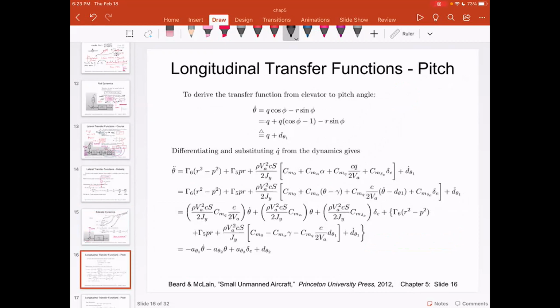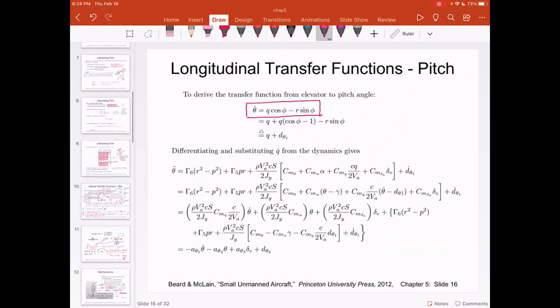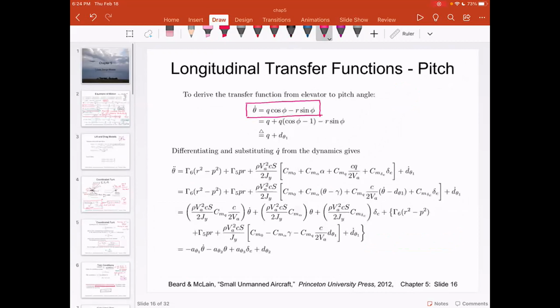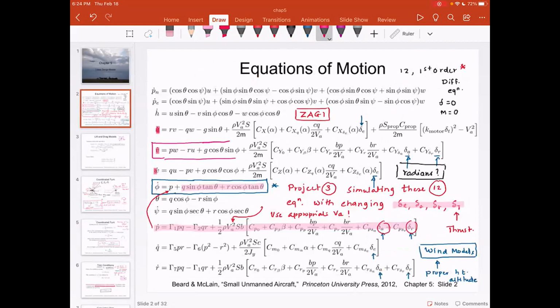Now we are going to perform the same mathematical operation. Once again, these equations may look big and long, but they are really not. So again, here is how we start. We start from the Genesis block. But since we are looking at the longitudinal transfer function, I start with the equation of theta dot. This is the same equation that we have in the Genesis block. So this is the second equation that I'm going to deal with.